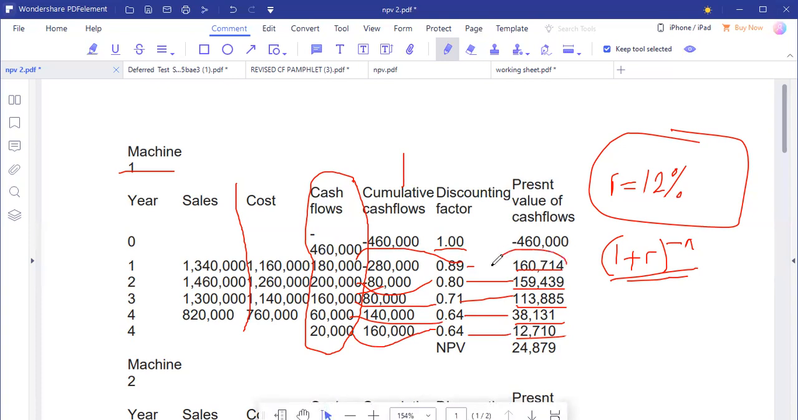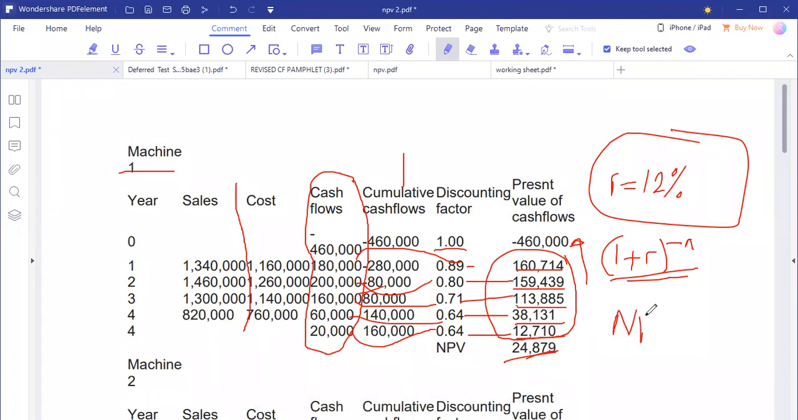And then the total of all these ones here minus the initial investment, which is 460,000, we are getting the net present value of 24,879. Accept the project if NPV is greater than 0. Otherwise, reject the project. If the NPV is less than 0, you reject the project, because the project viability is questioned, because you shouldn't lose out.